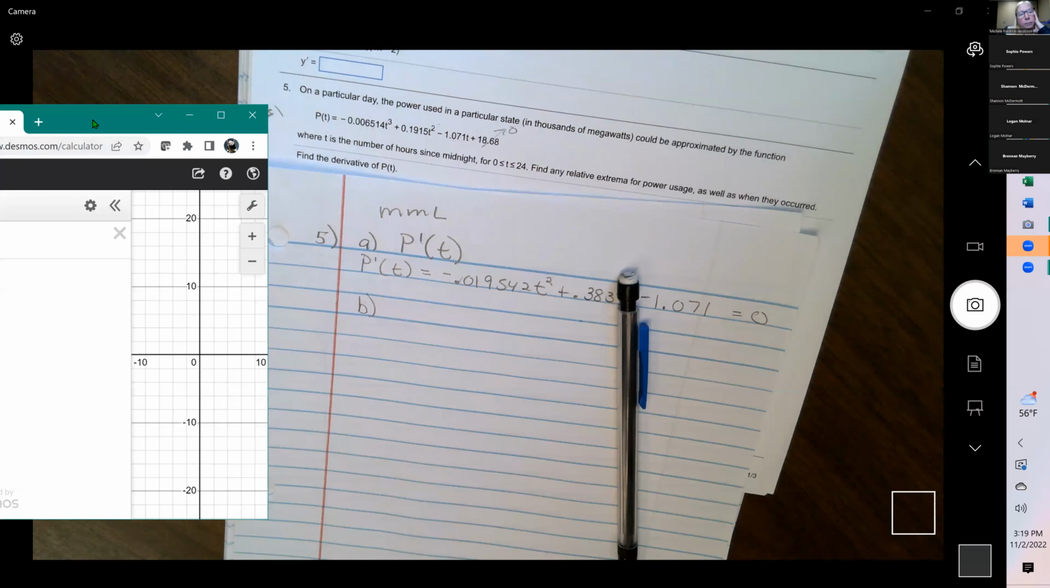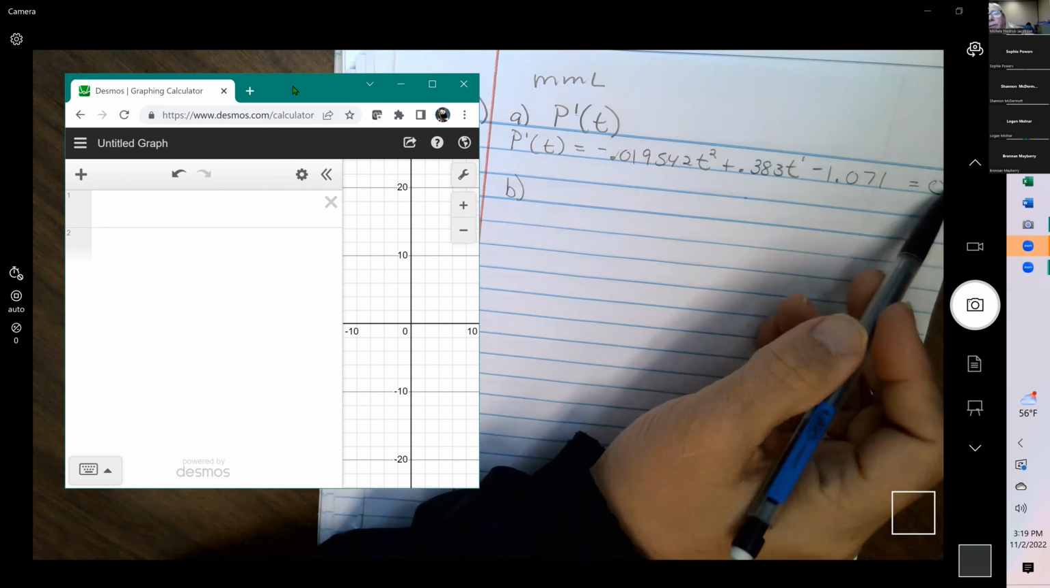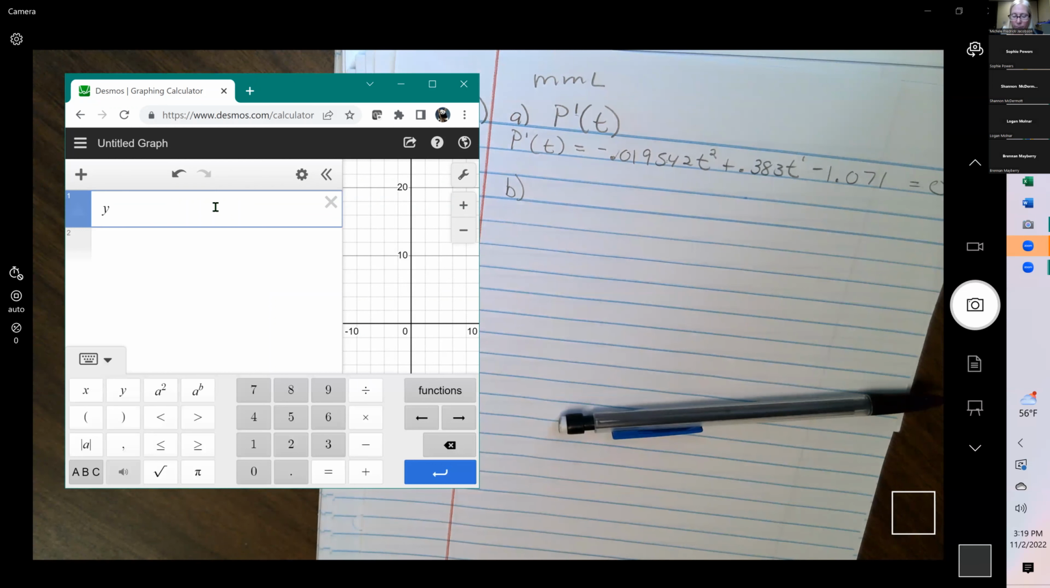Because we're setting this equal to 0, if we look at where it hits the x-axis, that's the values where it's 0. So you could just plug the equation in. Y equals a negative 0.019542 x squared plus 0.383 x minus 1.07.